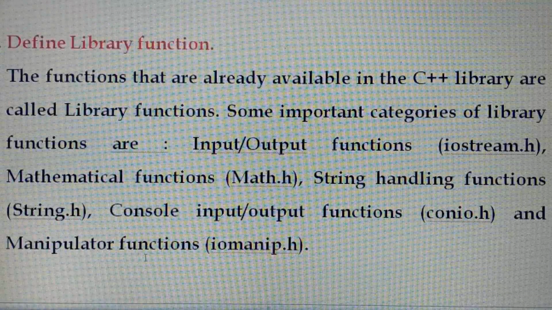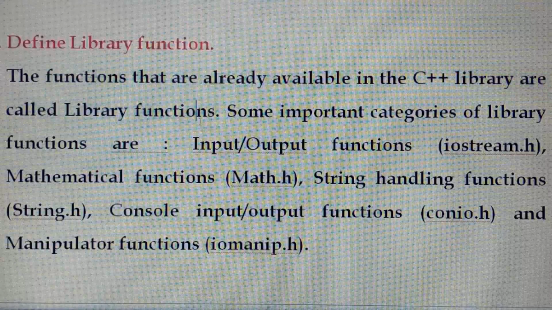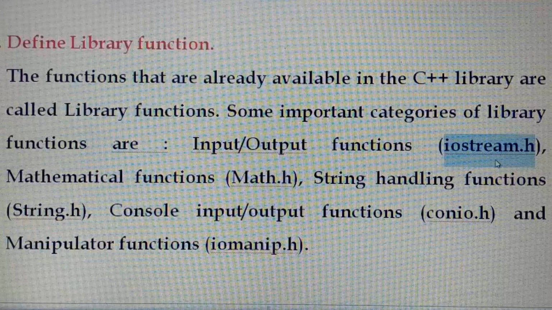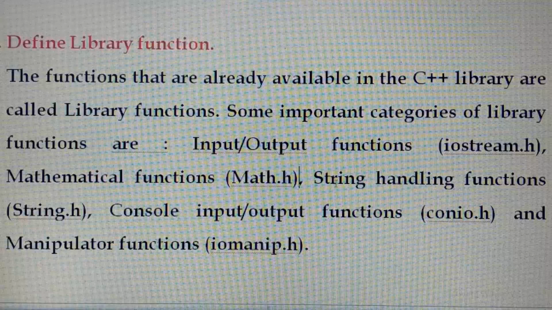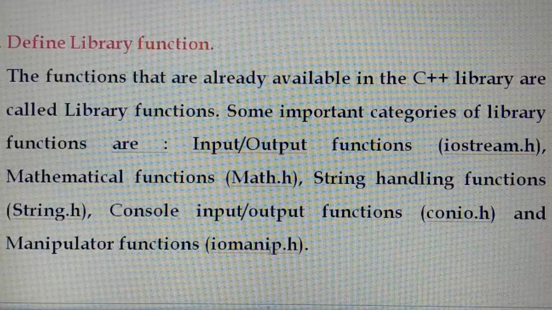The next question is define library function. The functions that are already available in the C++ library are called library functions. Some of the important categories of library functions are input-output functions, iostream.h. You may come across the header files. The main header file in C++ is iostream.h, mathematical functions math.h, string handling functions string.h, console input-output functions conio.h, and manipulator functions iomanip.h.